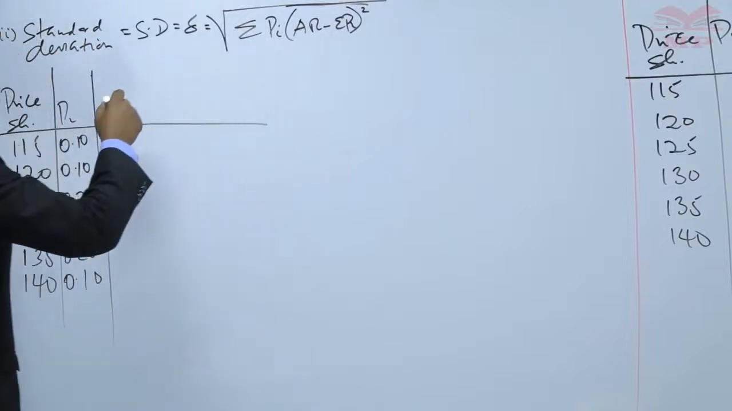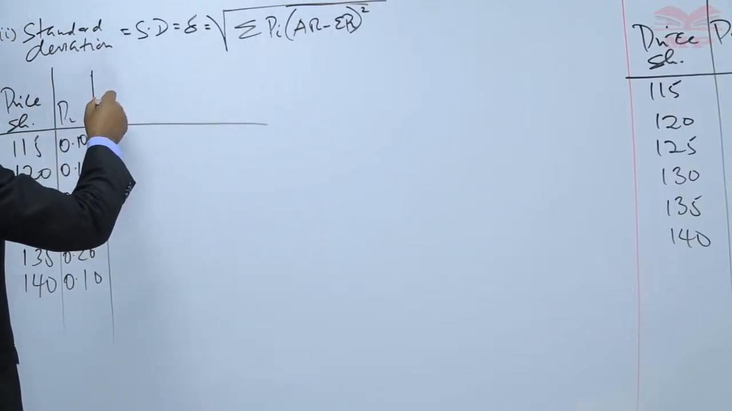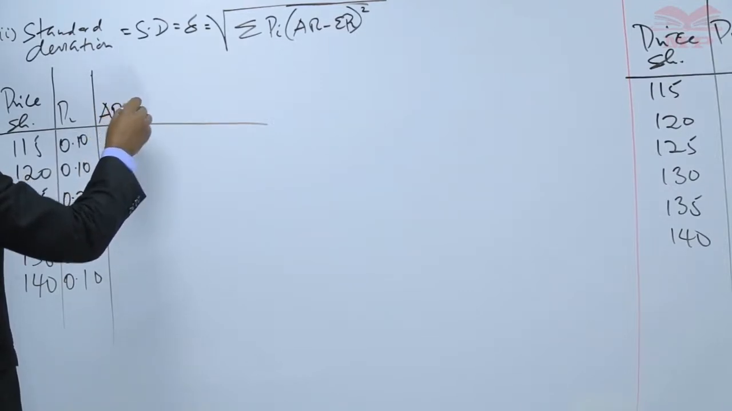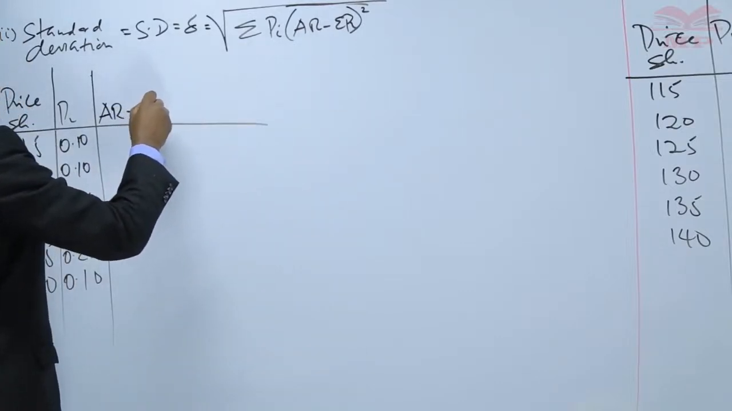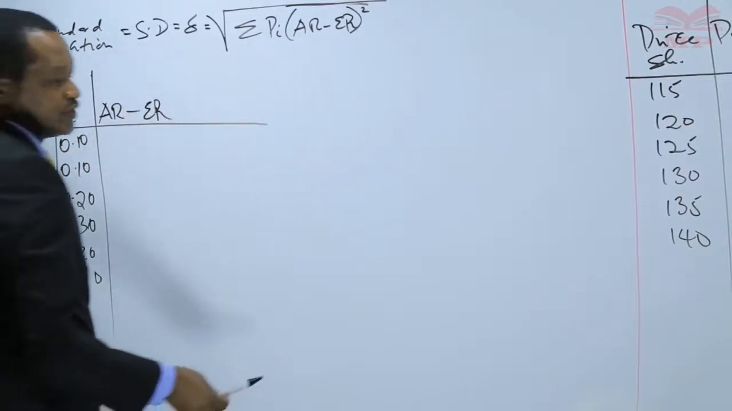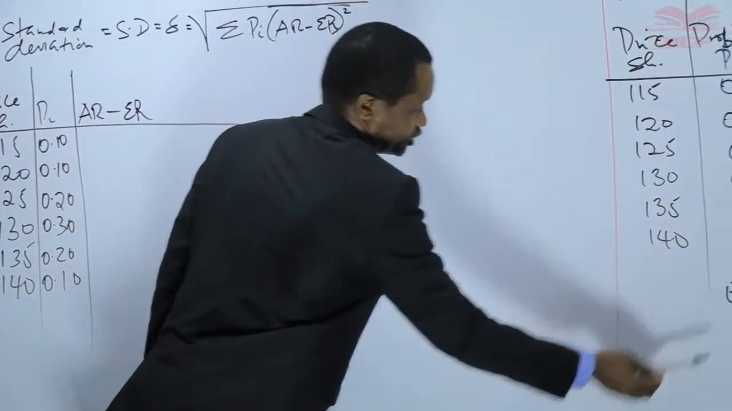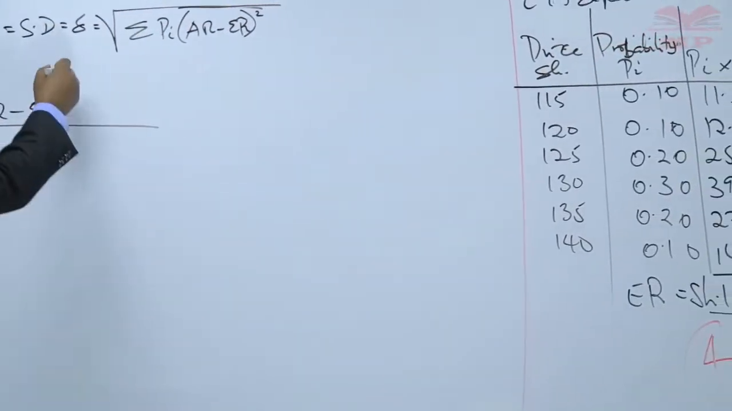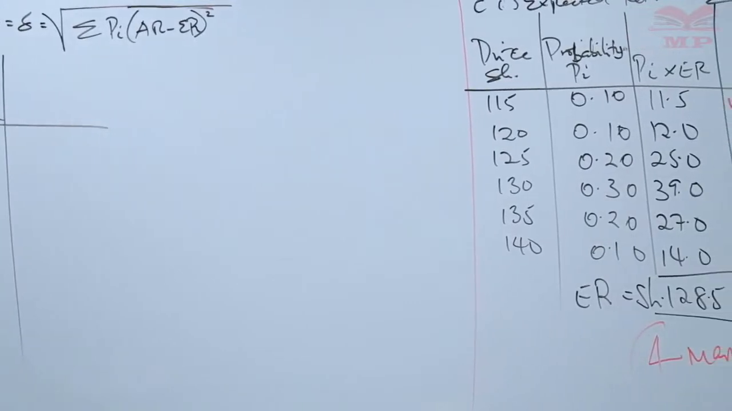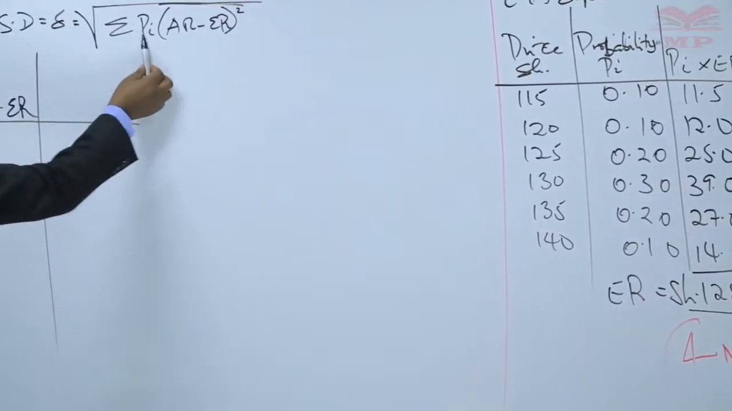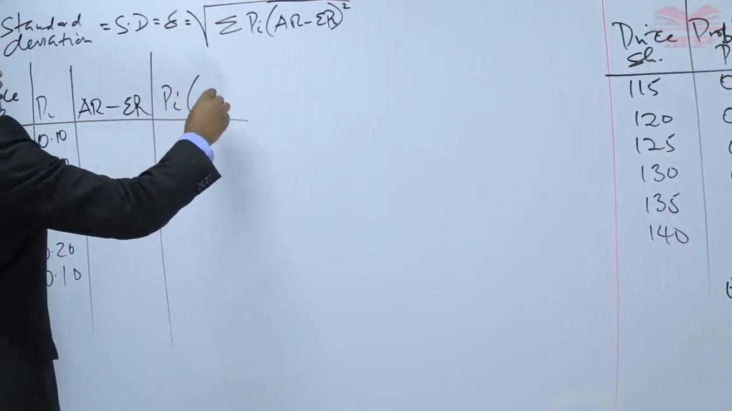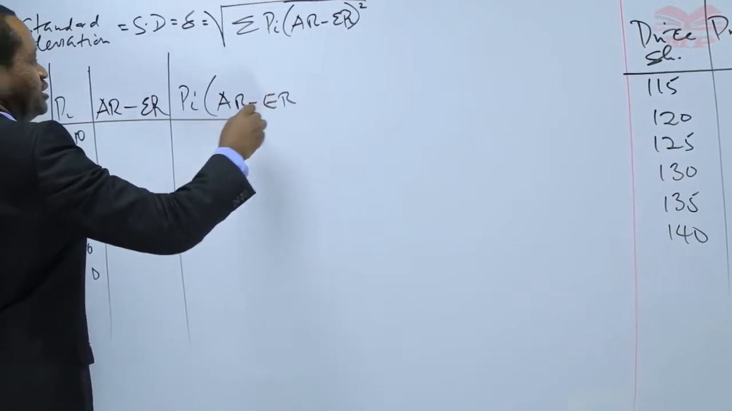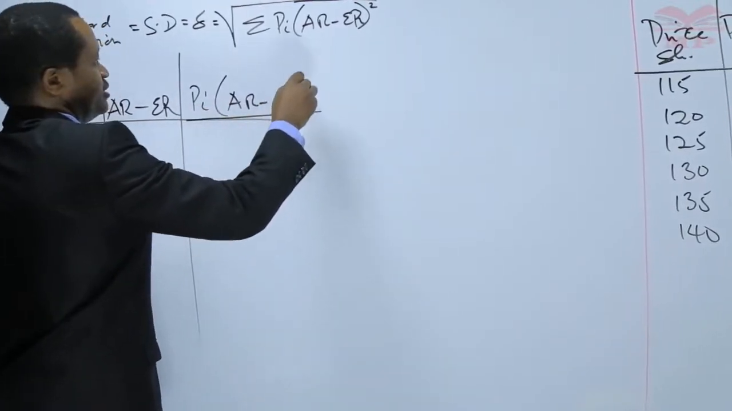The deviation is the actual return minus the expected return. Expected return, which we calculated here, 128.5. We have that column. Then we'll have another column for PI times actual return minus expected return squared.